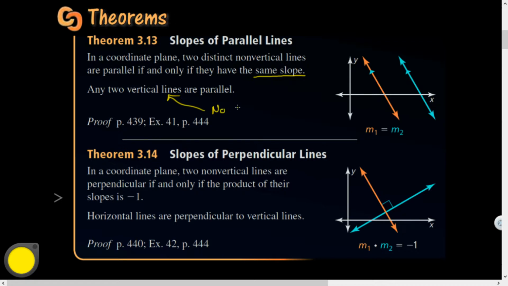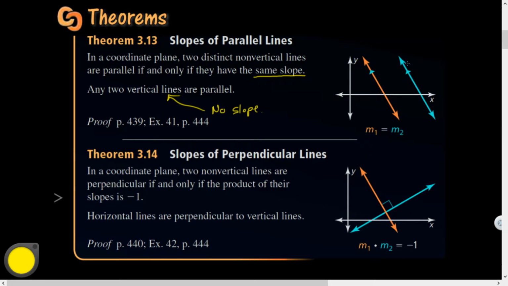It's no slope. You could think about it as going up infinity and over zero for a vertical line. What's the rise? Go up forever and then don't go over at all. And infinity divided by zero, we just call that no slope. So no slope for vertical lines. That's why they had to distinguish it from the rest.